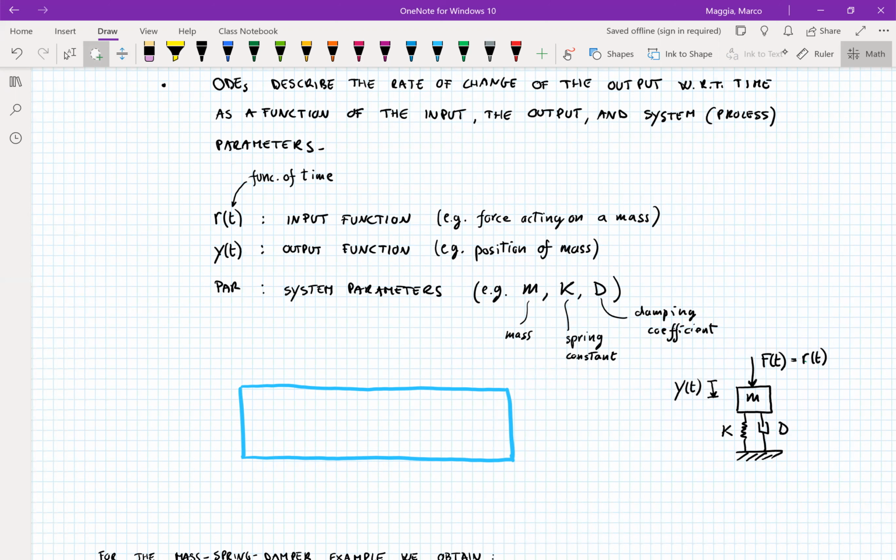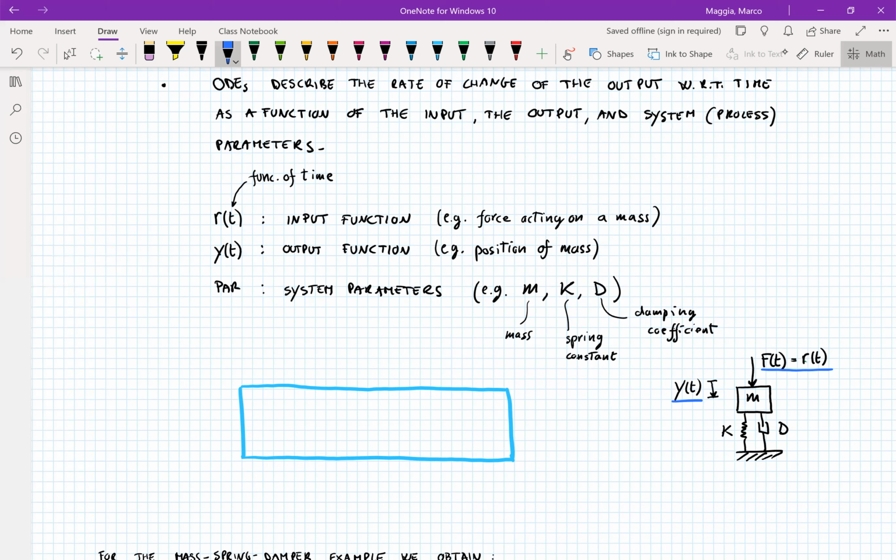Okay, so in this figure, we have everything that I described, the input being the external force applied to the mass. Then we have the output in terms of the position of the mass. And then the parameters being the value of the weight of the mass itself and the damping and spring coefficients.